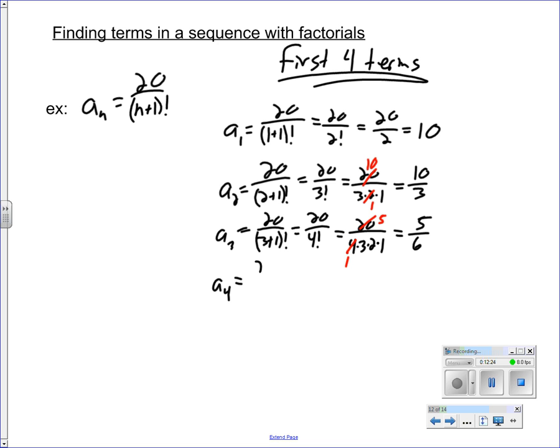And last one, the fourth term, 20 over 4 plus 1 factorial, 20 over 5 factorial, and we can work through the cancellation the same way. So 5 times 4 times 3 times 2 times 1. So 20 over 5 cancels out as 4 and 1, then 4 and 4 cancels out as 1 and 1. So we end up with just 1 over 6.